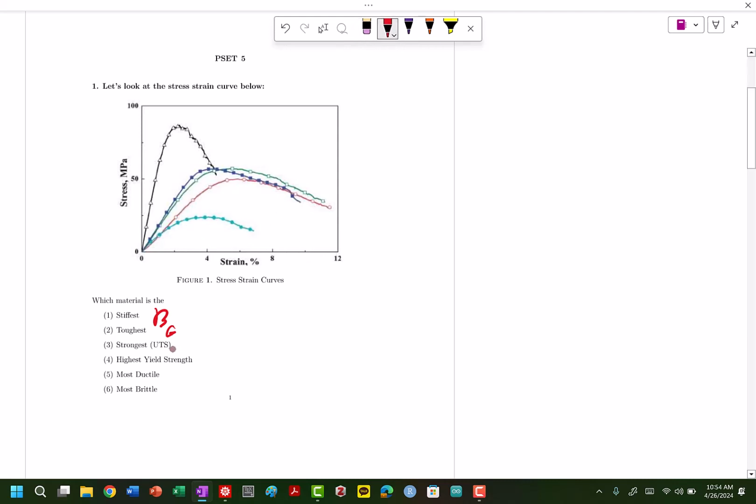For the strongest ultimate tensile strength, that'd be right here, so that would be our black curve again. Highest yield strength, again, once we are no longer linear, which I would say maybe somewhere like here approximately. Highest, so that would also be black. Most ductile, that would be red because it's the largest here. So that would be my red. Most brittle, that would also be the black curve.